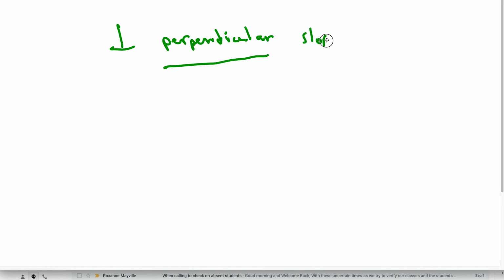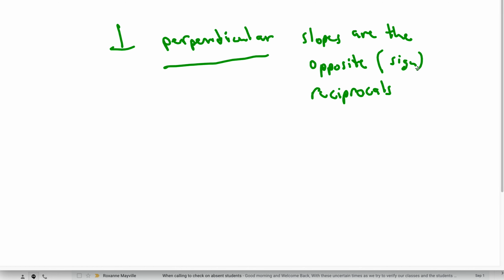So perpendicular lines. Perpendicular, right? Perpendicular means, in case you're curious, this is how you spell it, right? Means that the slopes are the opposite reciprocals of each other. And when we say opposite, we mean opposite sign, by the way.